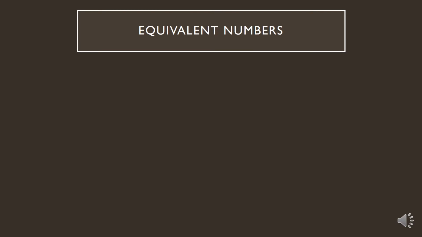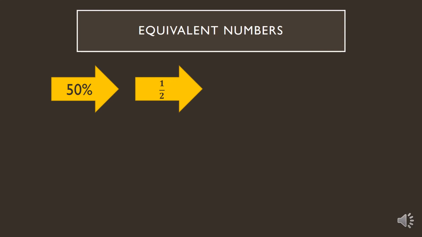Equivalent numbers. We're going to start with some well-known percentages, and we're going to see how they can be equivalent to fractions and to decimal numbers. So 50%, if you saw that in a sale in a shop as 50% off, you'd know that you'd be paying half price. So 50% is the same as a half.